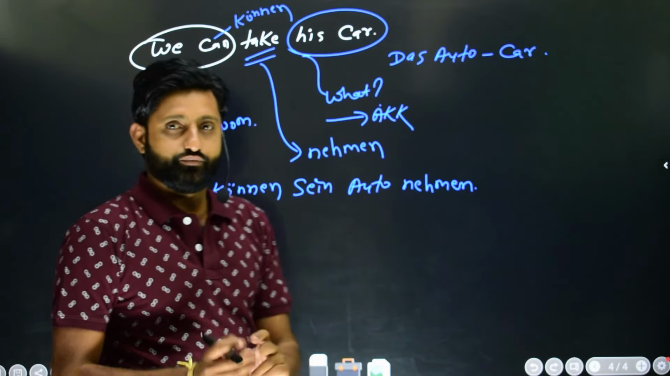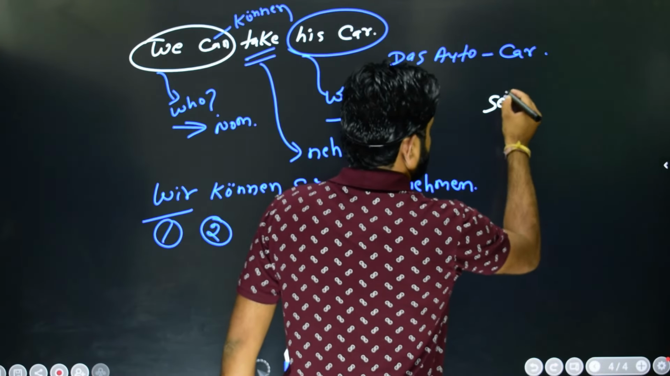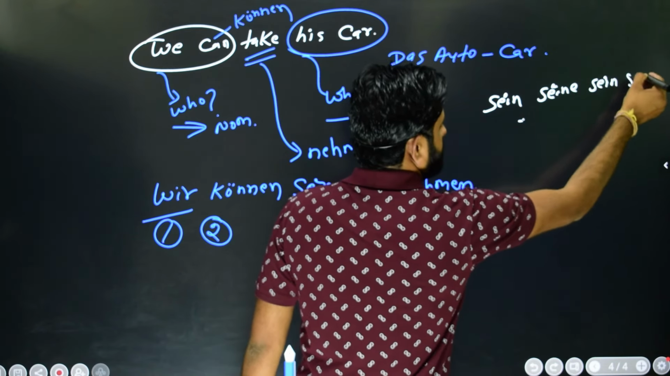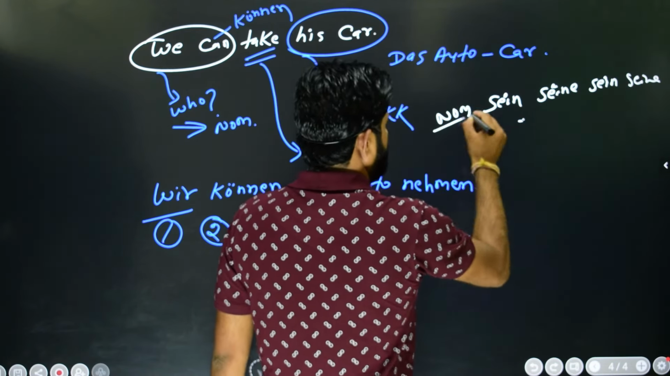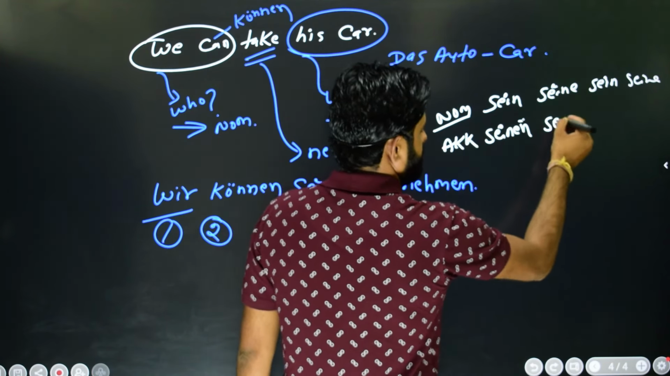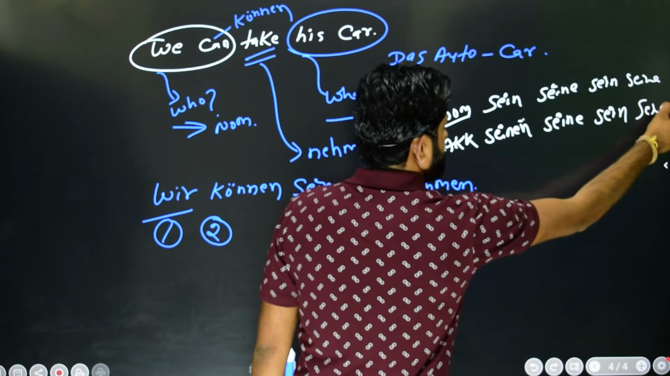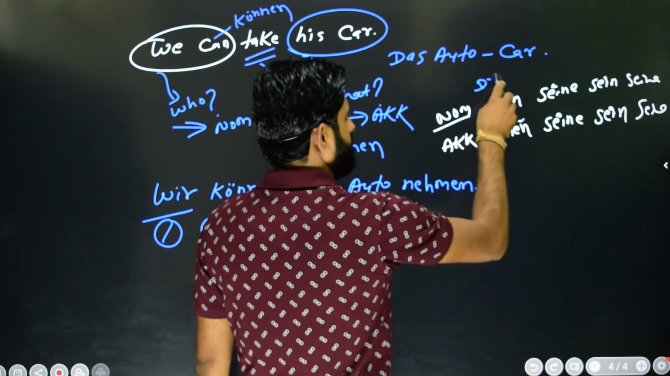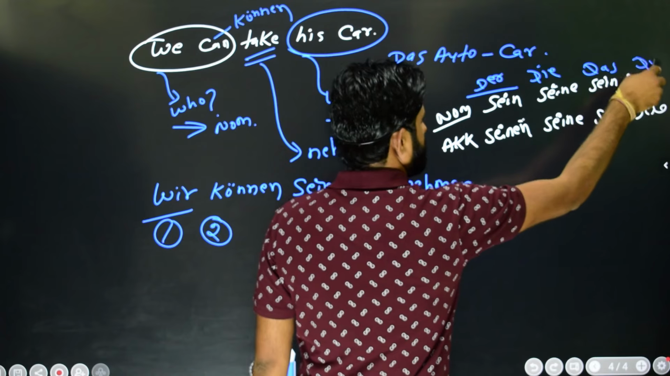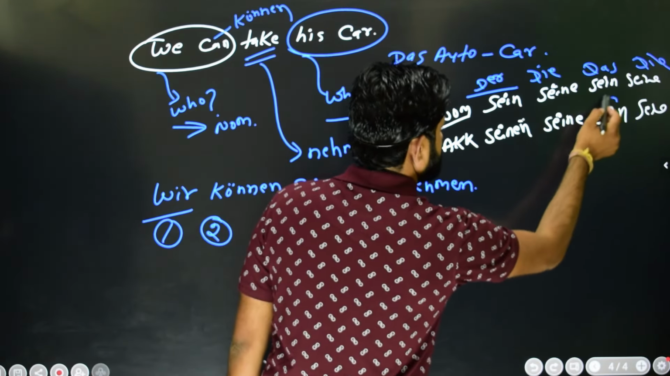No. Why? Because the table is sein, seine, sein, seine, sein, seine, sein, seine. This is in nominative, and in accusative: seinen, seine, sein, and seine. This was for der article, this is for the die article, this is for das, and this is for the plural part. So which one should we take here? We are taking this one, accusative sein.